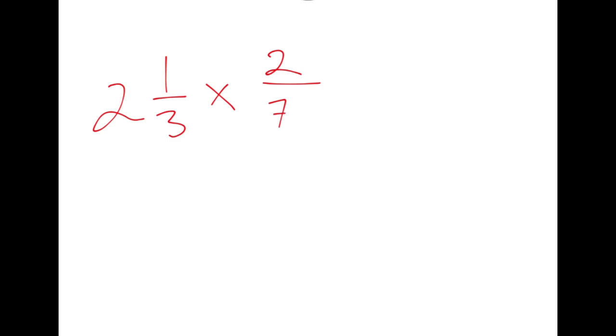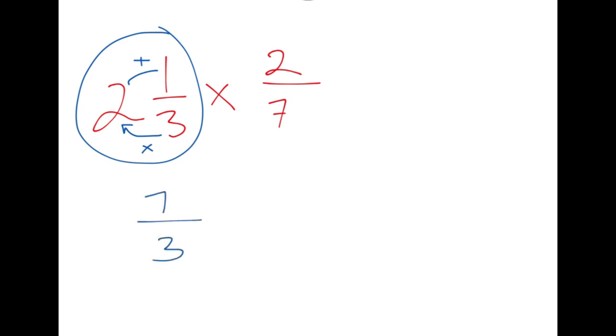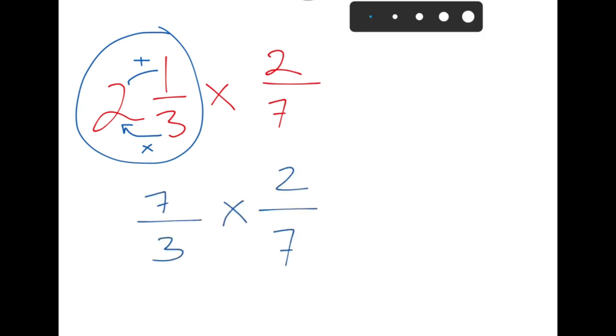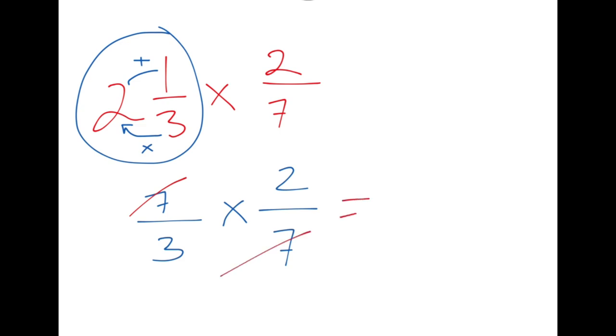What if I have a mixed number? How do I do that? First, I have to change the mixed number into an improper fraction. Remember, so I have to multiply here and make an addition here. 2 times 3 is 6. 6 plus 1 is 7. So I have 7/3 here times 2/7. I know I can cancel these two. My answer will be 2/3.